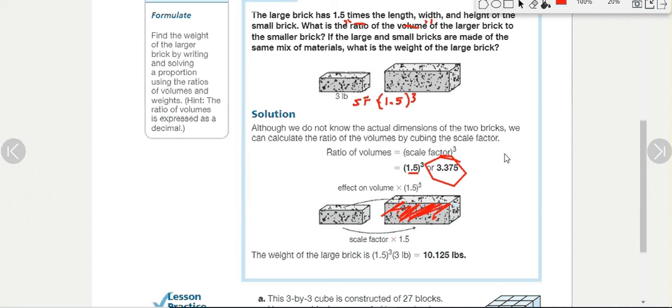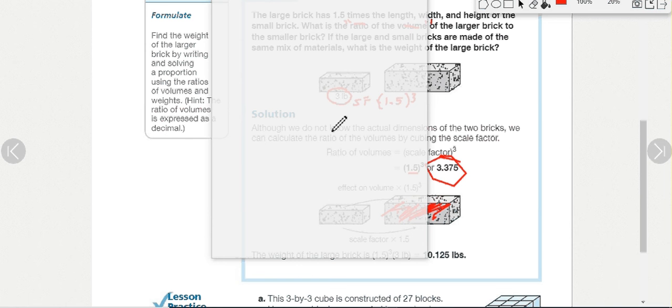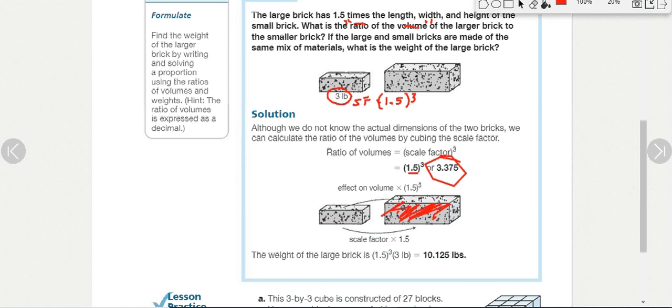Now weight, they said it's 3 pounds. To find the weight of the new one, you just take the new scale factor, 3.375 right here, and you multiply that by the original weight. That's how you'll find those. So this answer is 10.125.